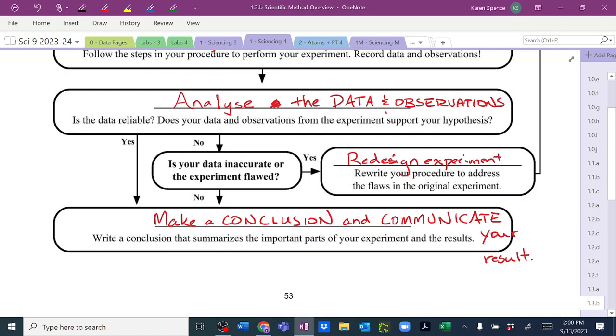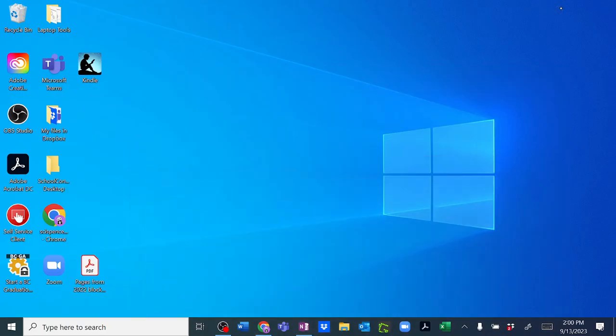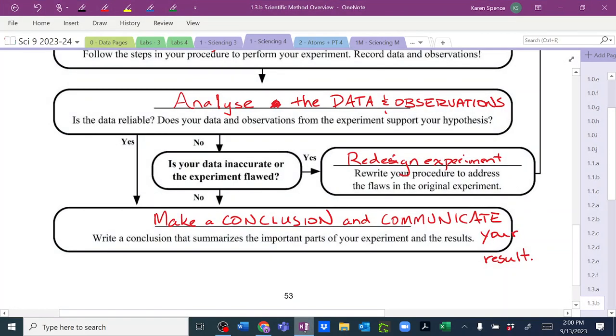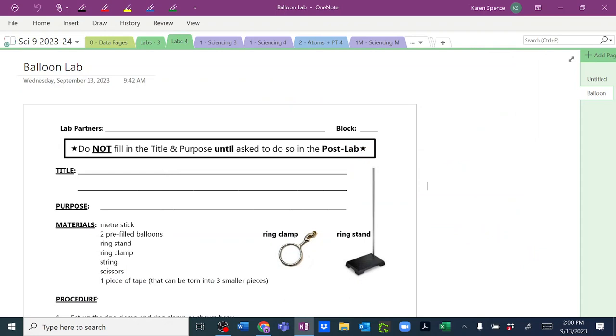And now we are going to take a look at the lab that we're going to do today. So let me go grab that lab for you. Here.